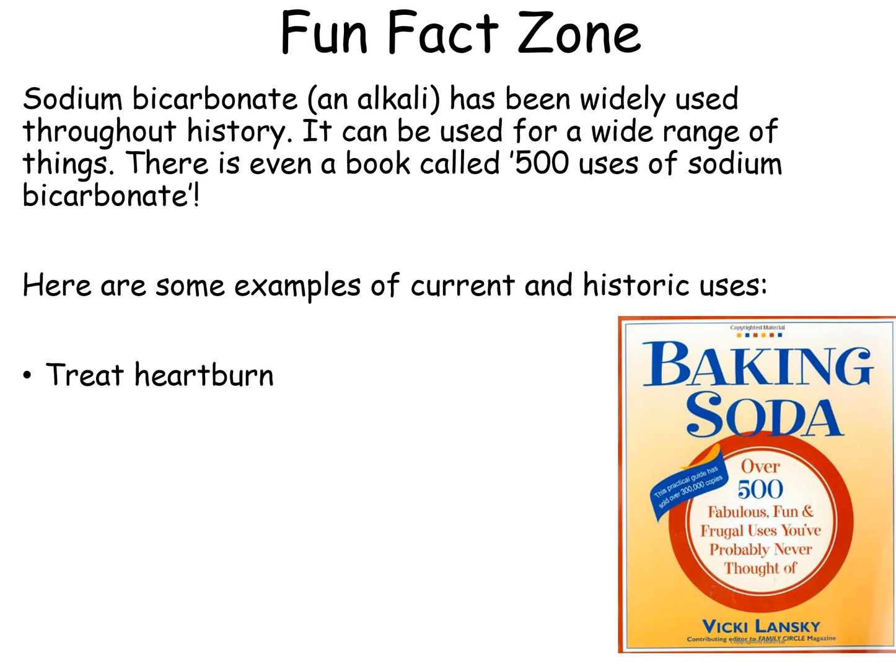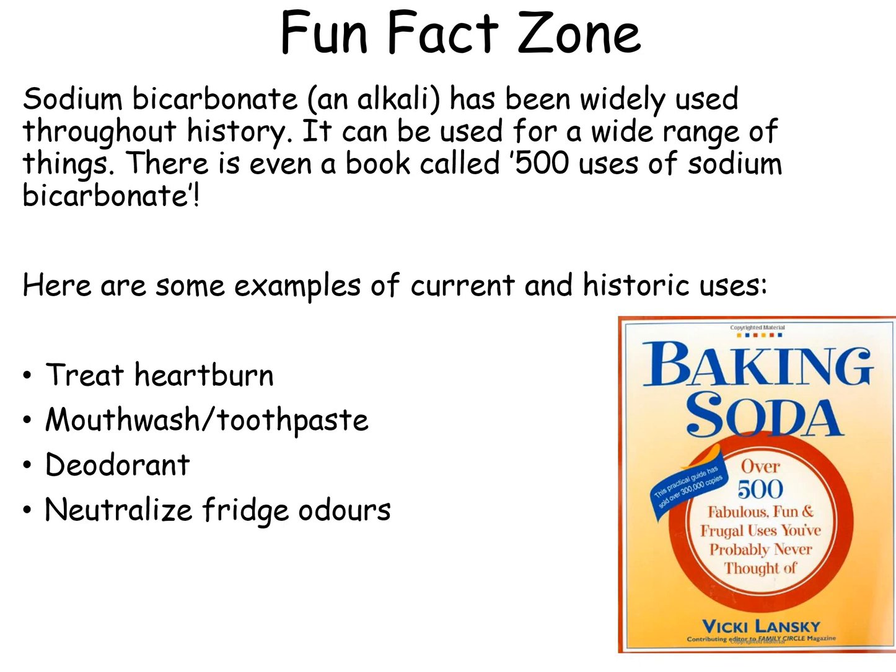So here are some examples of current and historic uses. To treat heartburn, that's been used historically, and some people still choose to use it now as a cheaper alternative. As a mouthwash or toothpaste, because it will neutralise the plaque. As deodorant. Again, BO is quite acidic, so you can rub in baking soda and that will help. It's very good for absorbing odours. It can also be used to neutralise fridge odours. If you just put an open tub of it in the fridge, it will absorb all the odours.